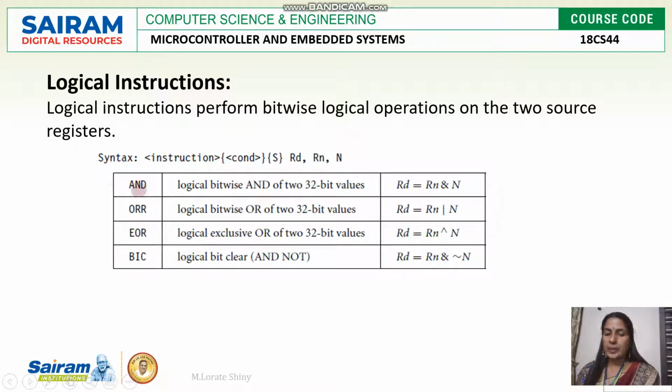Logical AND will perform logical AND between Rn and n. Logical OR performs logical OR between Rn and n. Logical XOR performs logical XOR between Rn and n. Bit clear performs logical AND between Rn and negated n.